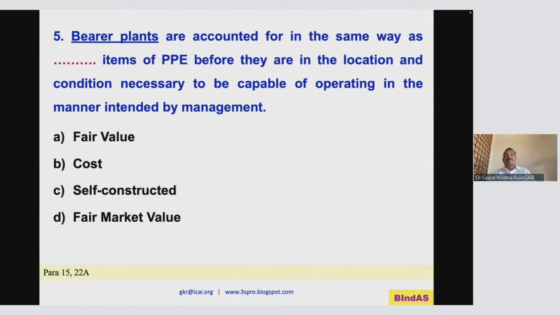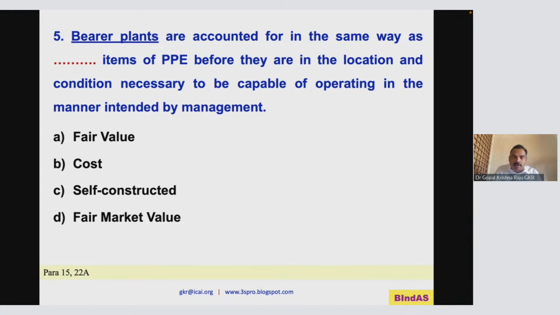Now bearer plant. How is a bearer plant accounted for? In the same way as which items of PP: fair value of PP, cost items of PP, self-constructed item of PP, or fair market value before they are in the location and condition necessary to be capable of operating in the manner intended by management. Now, what is a bearer plant? For example, yesterday in Tata Coffee, we saw the Robusta coffee plant and the Arabica coffee plant. Now, what is the cost for it? Is it fair market value? Is it fair value? Is it cost?